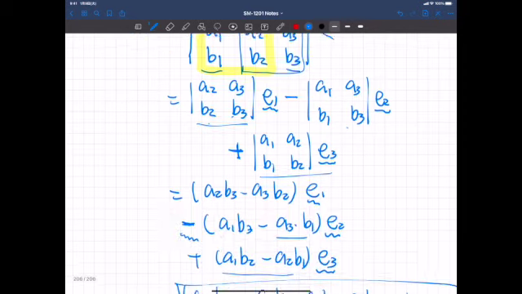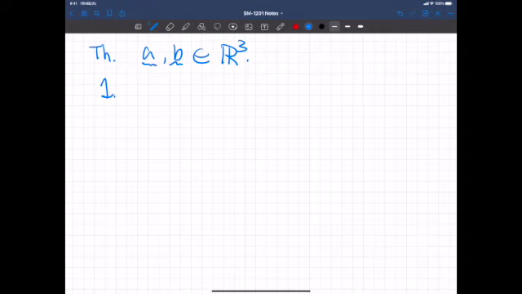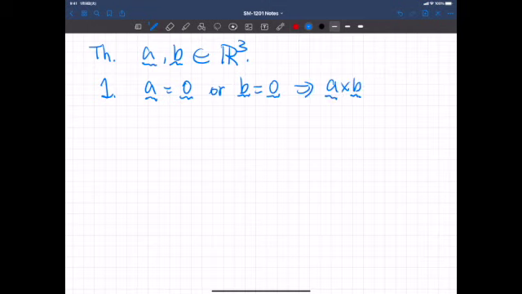Next, let's see a few properties of the vector product. So here's a theorem. Let A and B be three-dimensional vectors. Then first, if A is a zero vector or B is a zero vector, then A cross B is a zero vector. And 2.